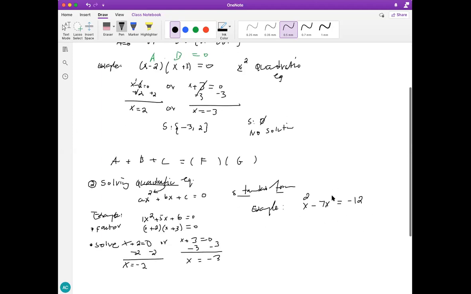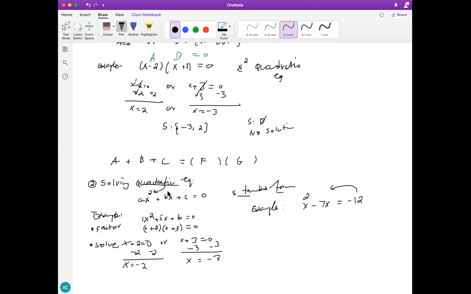What do you think we need to do first to solve this equation by factoring? Where do you start? Can we move negative 12 and then just write, we're gonna change the sign, like x to the power 2 minus 7x plus 12 equals 0? So we need to move this over first.